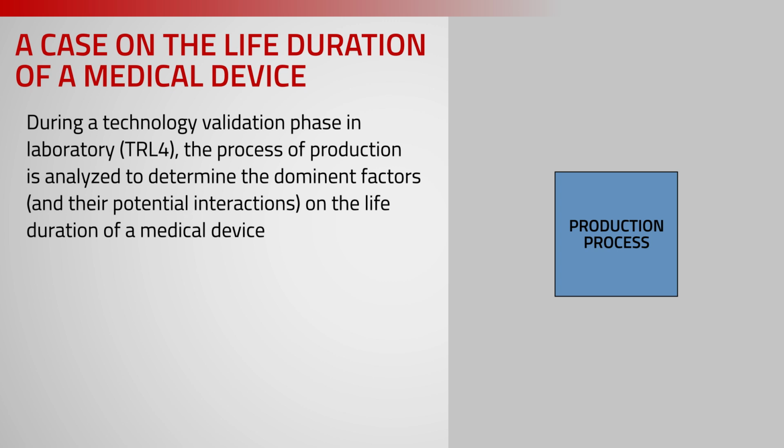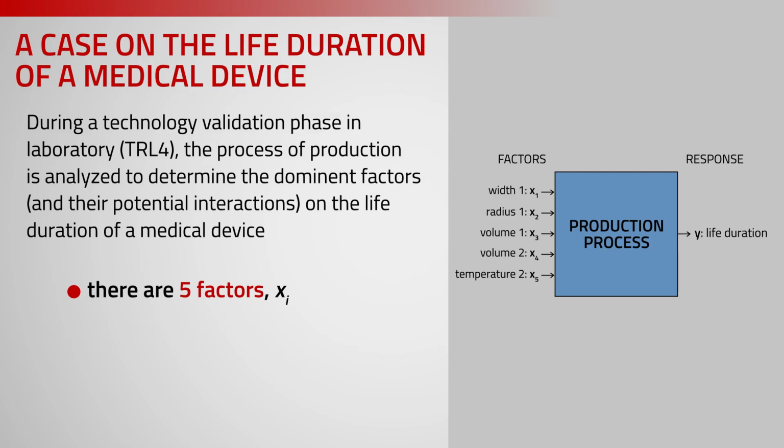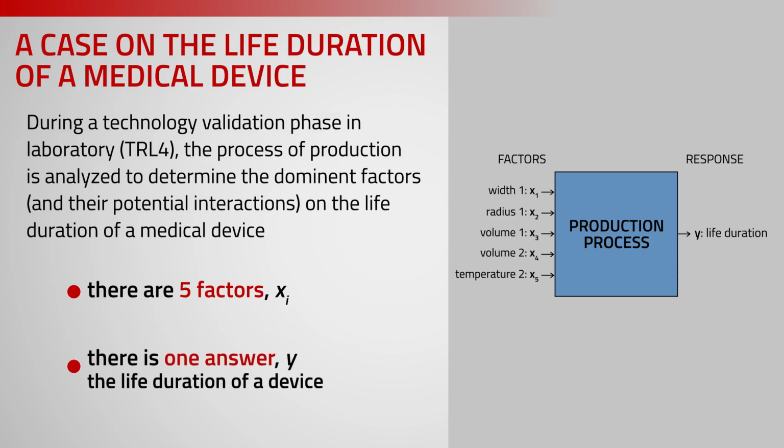So imagine a case, we have a device, we are producing a device. Imagine that we are doing the technology validation phase and we would like to increase the life duration of our device. That is the response that we have. And we have a few factors that we can change. We eventually can change the width of one of the elements, the radius of another element. We have 2 volumes that we can change, and we have a temperature that we can change in our device. So let's see how we can determine what are the important factors and what are the important interactions, and do everything we can to improve the device. We have then 5 factors, and we have one answer, which is the life duration of the device.